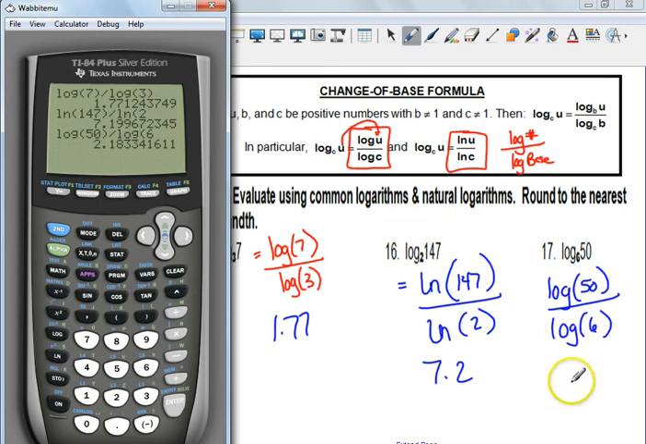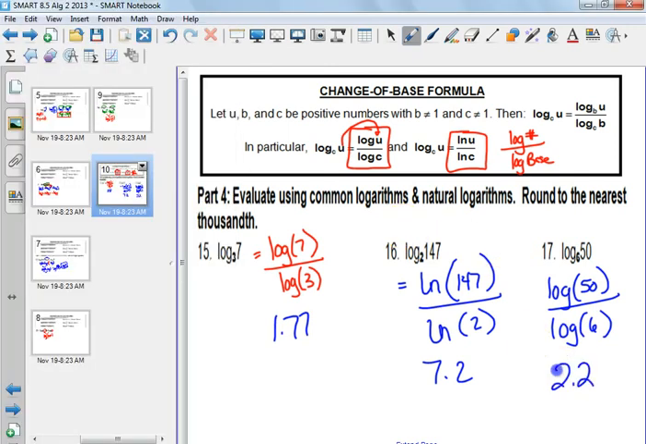Oh, I didn't round enough to the right places. Sorry. I should have read directions that said to round to the nearest thousand. Sorry about that. Should have had 3 decimal places. But anyways, that's our lesson on 8.5.